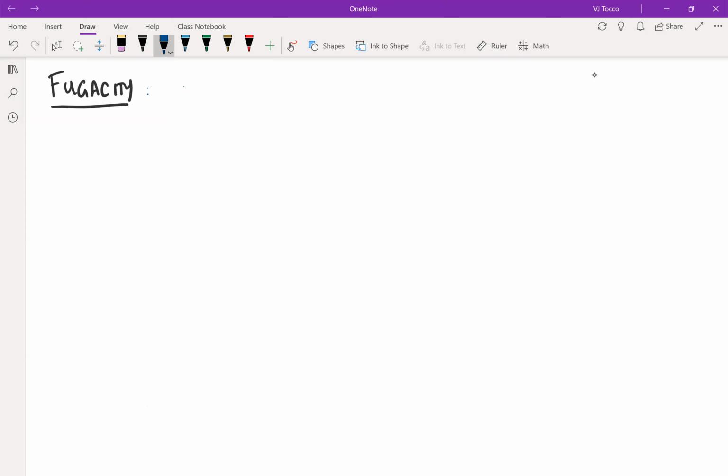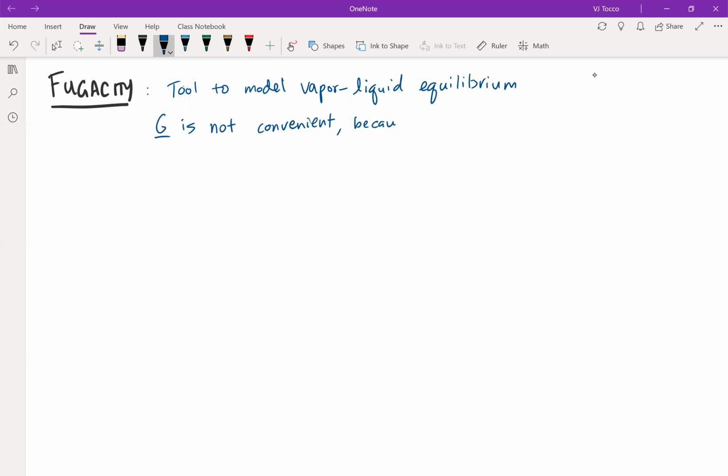So what I want you to know about fugacity is that it is similar to all the other thermodynamic properties that we are going to study, and it is no more than a tool to model vapor-liquid equilibrium. And we are going to use this as a tool instead of Gibbs free energy, because in the last video I showed you that Gibbs is not convenient to use because it is very sensitive to changes in pressure for the vapor phase.